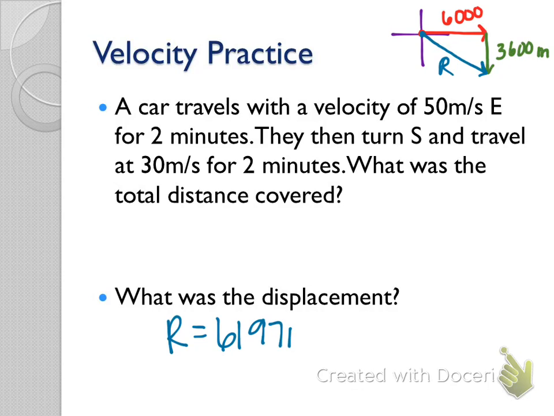6,197, sorry, 997 meters. Okay, so that's the magnitude of our displacement. We solved the hypotenuse of this triangle, right? A squared plus B squared equals C squared. We're on the same page solving for R.